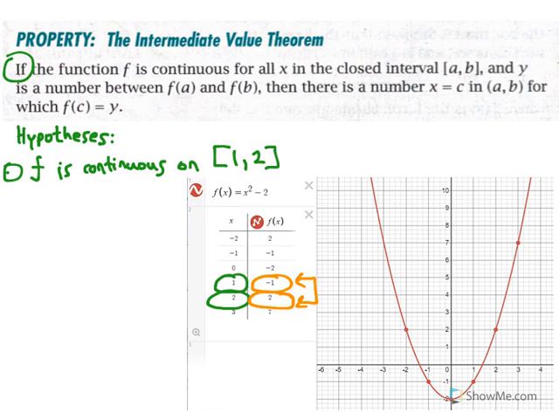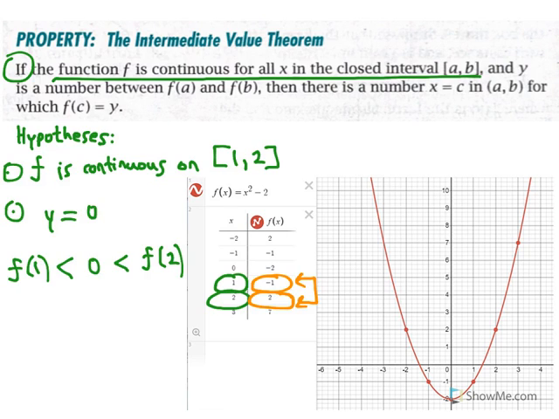So let's list the hypotheses of the theorem. We have a function f that is continuous for all x in the closed interval from 1 to 2. The y value in our problem is 0, and y is a number between f of a and f of b. f of 1 is negative 1, f of 2 is positive 2, and 0 is between negative 1 and positive 2. So what does the intermediate value theorem tell us?